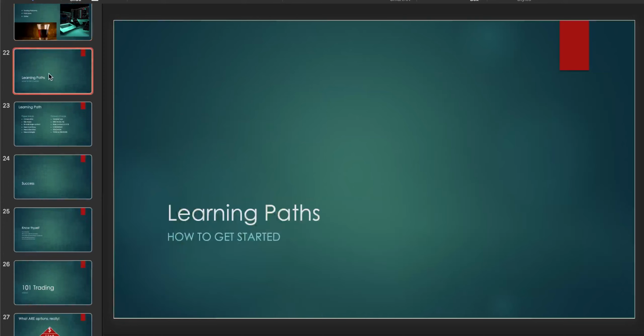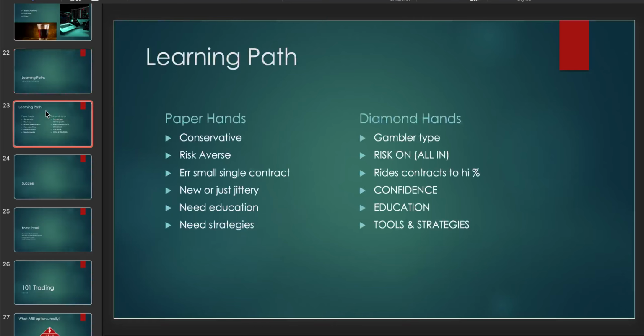All right, so then we jump into learning paths. So you know how to do technical, fundamental analysis. You know the general rules for trading. Now let's get started with your trading. In this, you have basically two main types of traders. You have your paper hands traders and your diamond hands traders. Paper hands traders are basically jittery traders. They are more conservative. They don't like risking a lot. They are therefore risk averse.